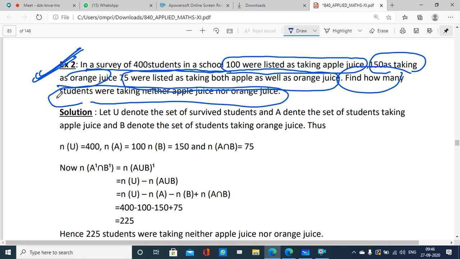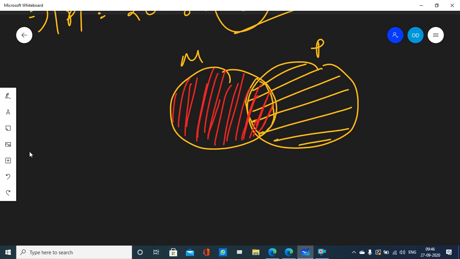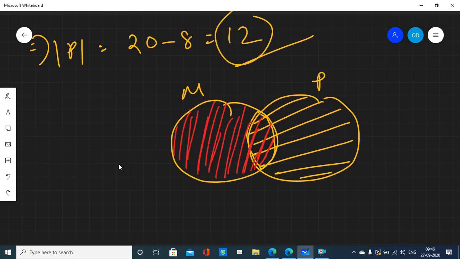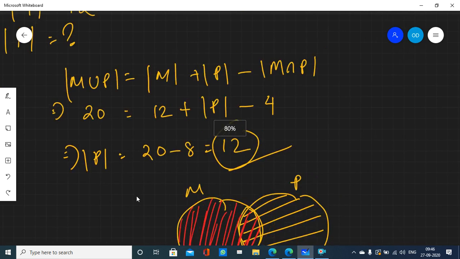Here the concept of the universal set comes into the picture. Let me show you the Venn diagram first. So take the screenshot, guys.